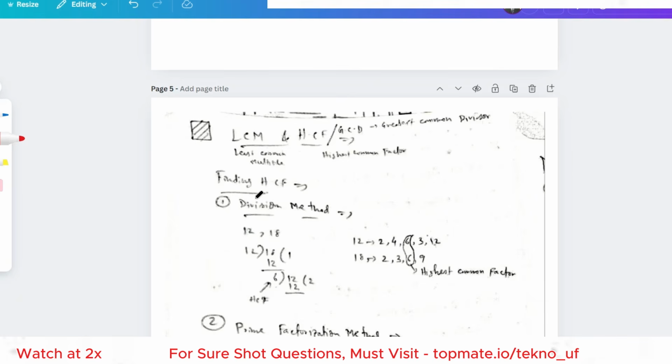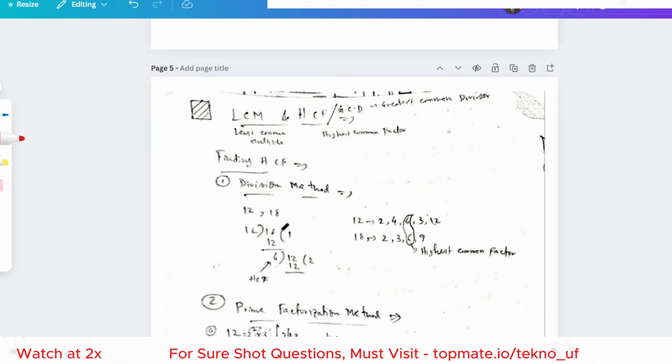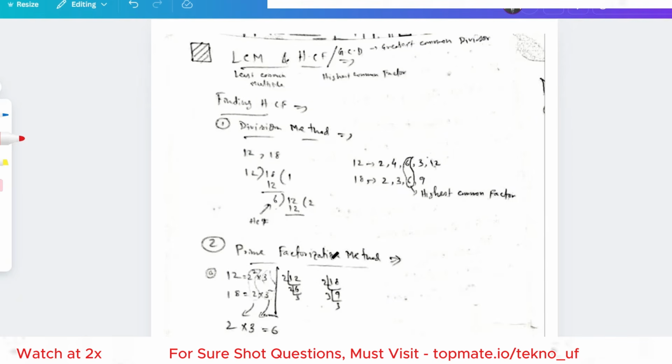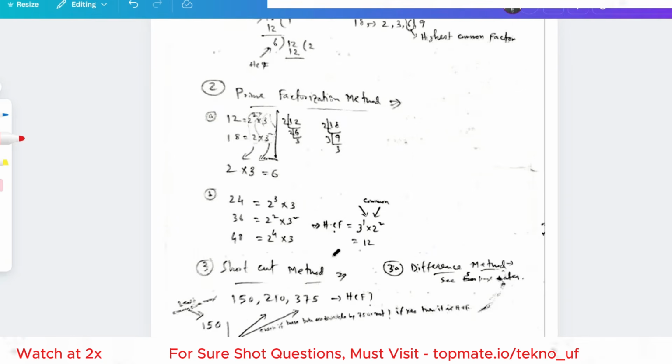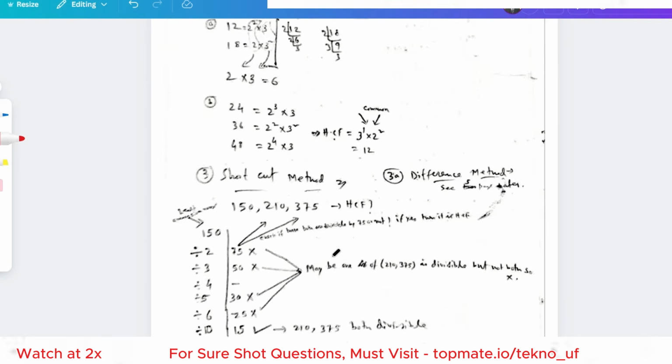We can find this using division method, we can find this using prime factorization method, but this is the generic process available, right? So I'm going to share shortcut tricks to calculate the LCM and HCF very quickly so that it will take lesser time. So the approach is this.